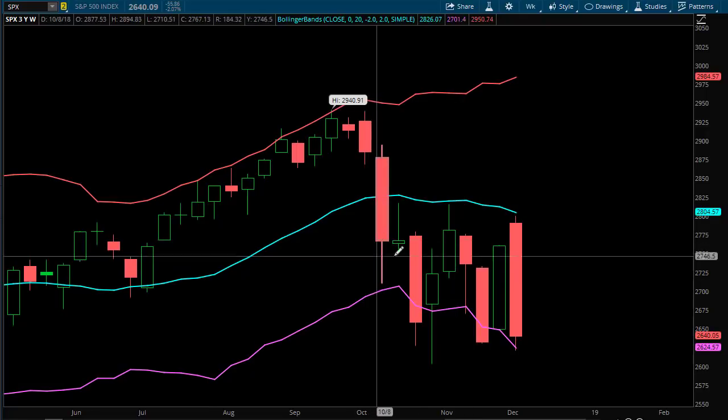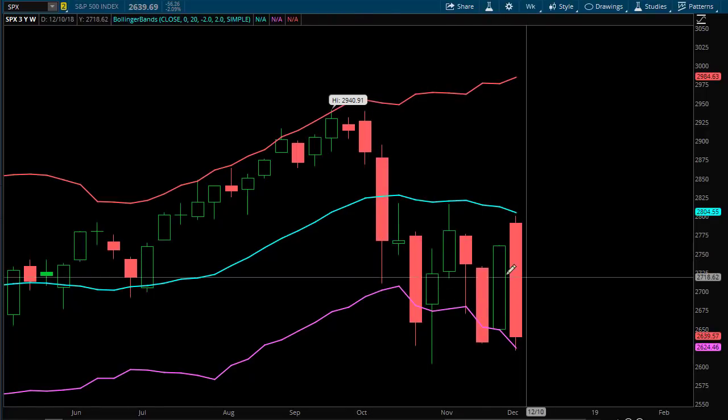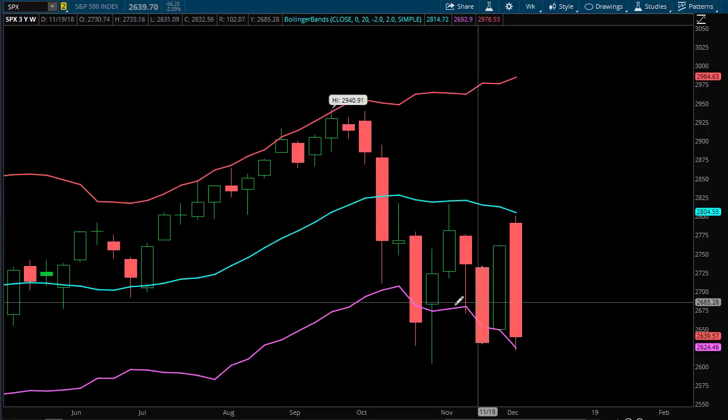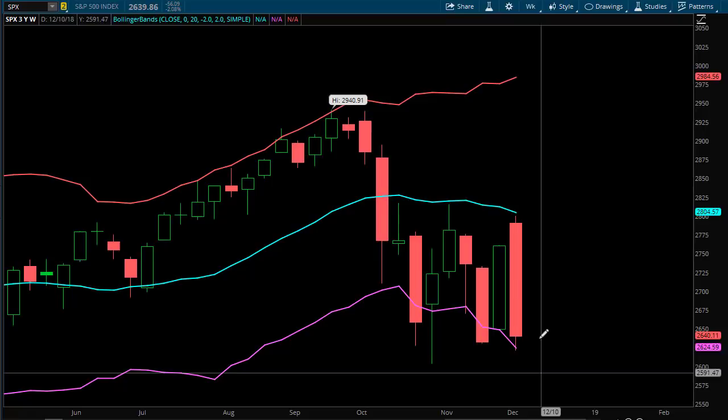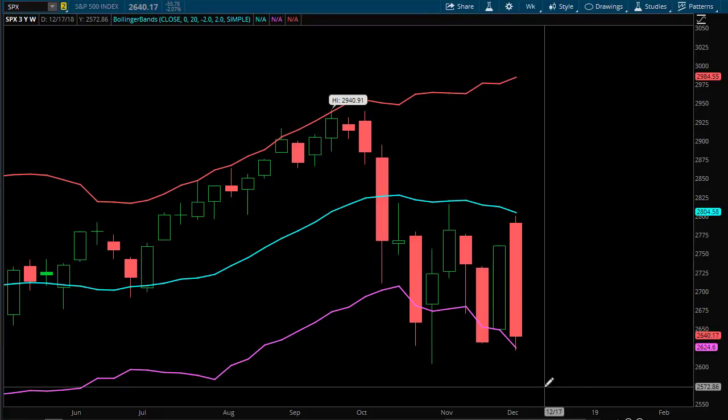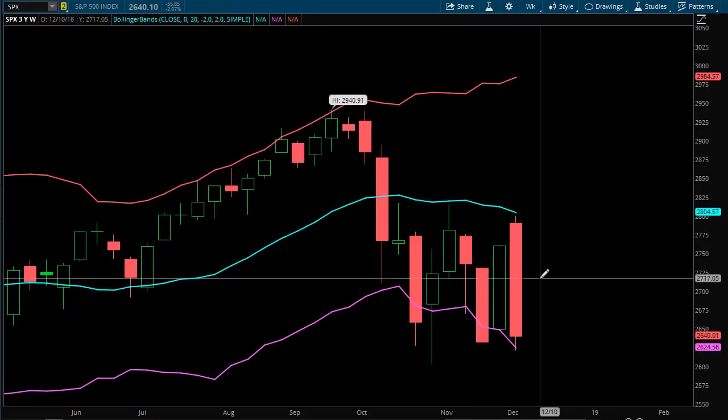The fact that we've been 1, 2, 3, 4, 5, 6, 7, 8, 9 weeks or so below this with a lower moving band just tells me that I think we're going to get one more flush. It could be much larger than that. I just feel like it's not over.